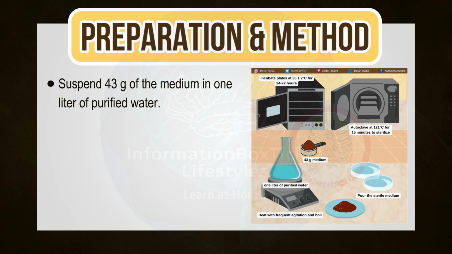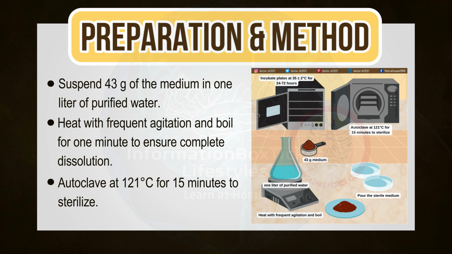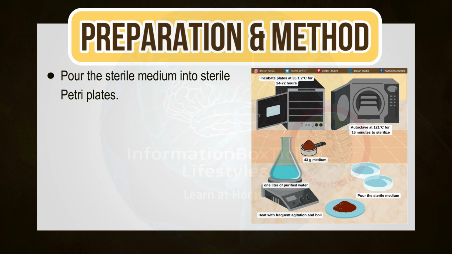Suspend 43 gram of the medium in 1 liter of purified water. Heat with frequent agitation and boil for 1 minute to ensure complete dissolution. Autoclave at 121 degrees Celsius for 15 minutes to sterilize. Pour the sterile medium into sterile Petri plates.